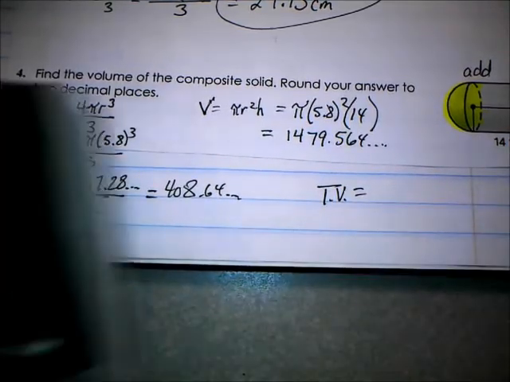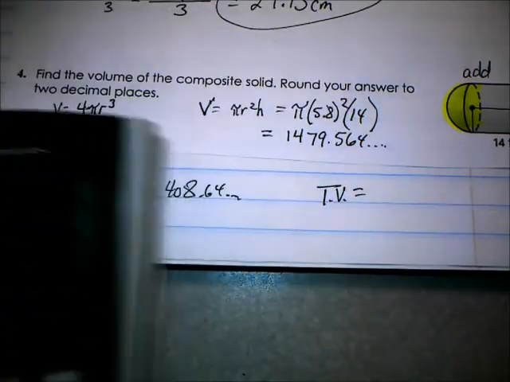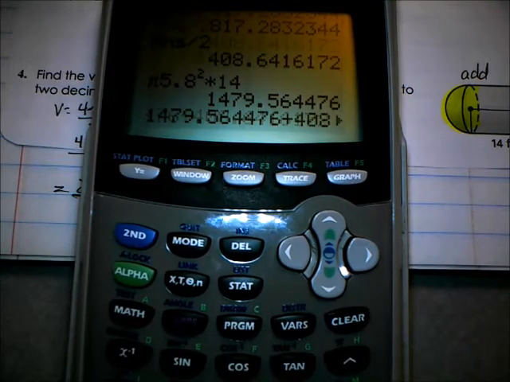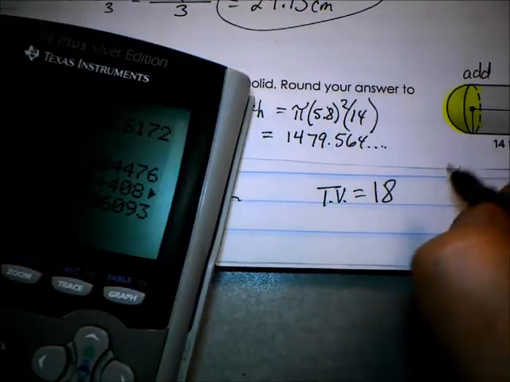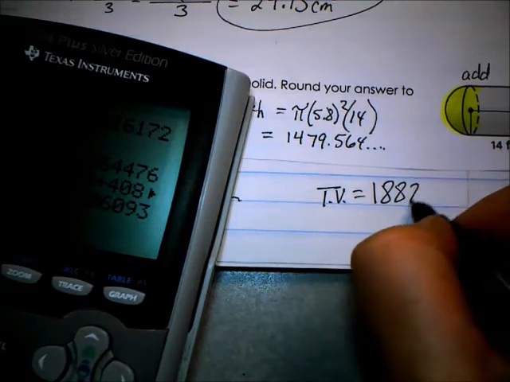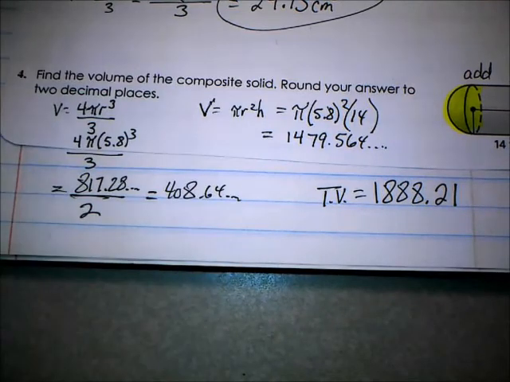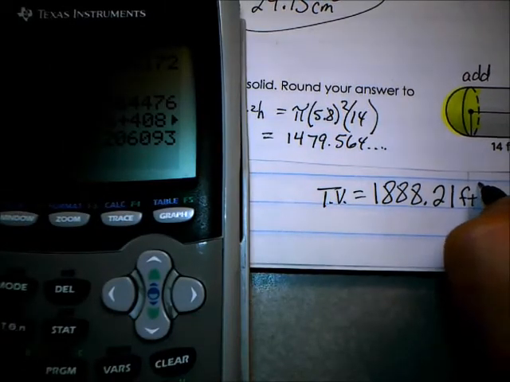So I'm going to take the 1,479 plus the 408 and add them to come up with a total of 1,888.21. Does this say round to 2 decimals? Yep. And this would be feet cubed, because we're dealing with volume.